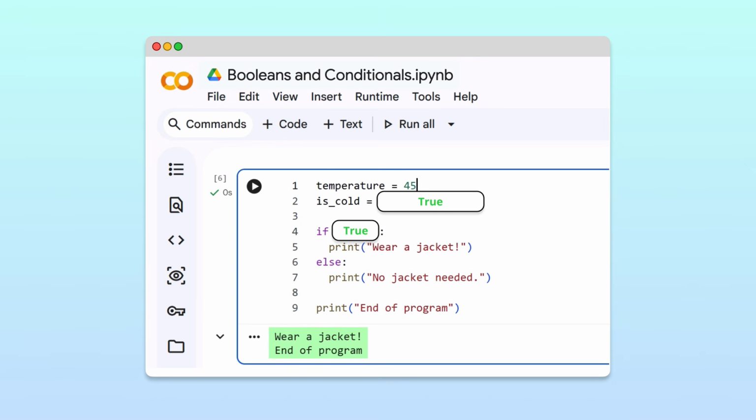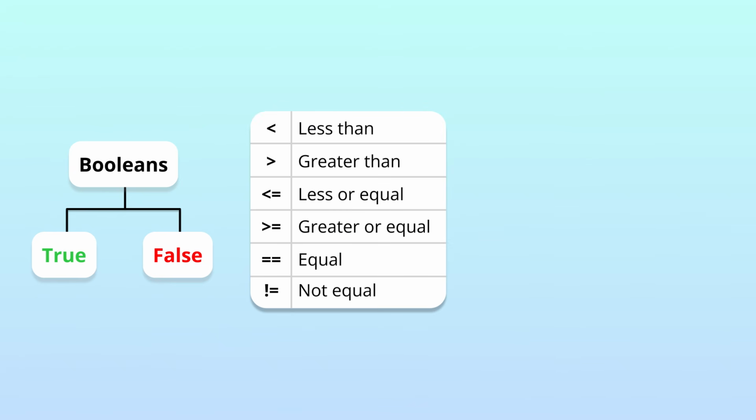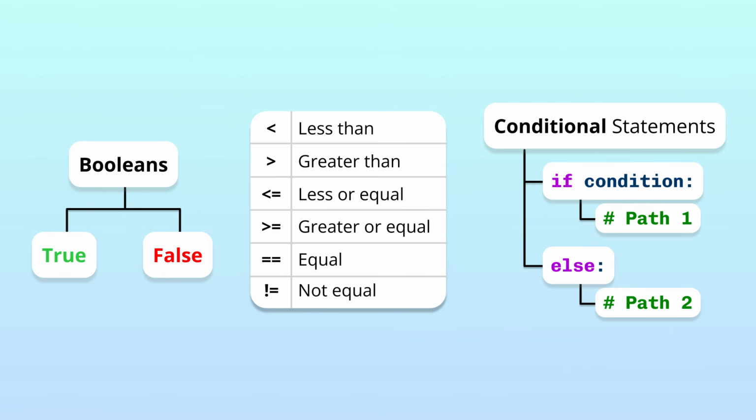Awesome! Now you know how to make decisions in Python. We started with Booleans to represent yes or no answers. Then we used comparison operators to ask questions and get those answers automatically. Finally, we brought it all together with if and else statements to run different code based on those answers.